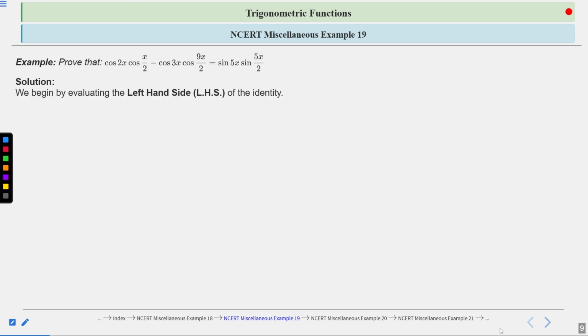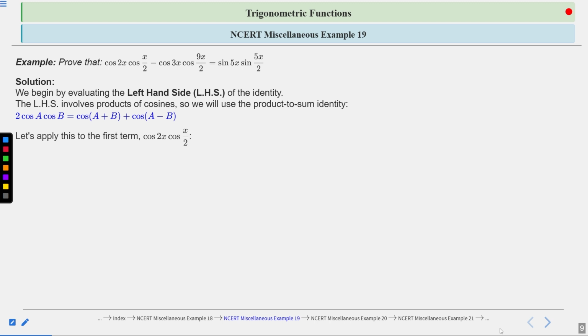We begin by evaluating the left hand side, LHS, of the identity. The LHS involves products of cosines, so we will use the product to sum identity. 2 cos A cos B is equal to cos A plus B plus cos A minus B. Now let's apply this to the first term.